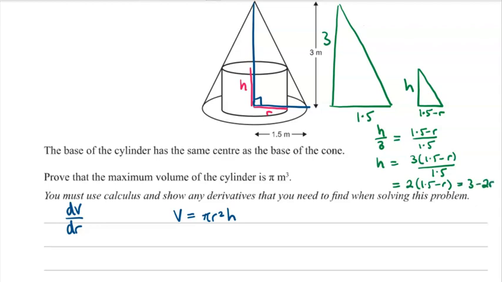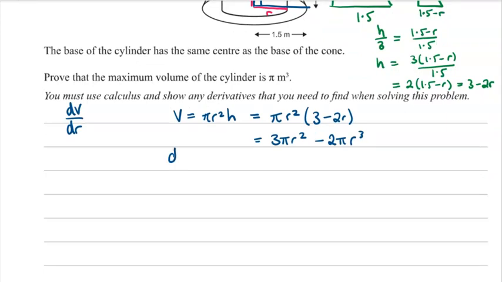So back to what we were doing with our volume formula. This is now pi r squared. Now h is equivalent to 3 minus 2r. So that's going to be 3 pi r squared minus 2 pi r cubed. Okay, now we can differentiate it. So dV by dr will then be, well, 3 pi is just a number, so think about differentiating the r squared, so that'll be 6 pi r, minus r cubed gives us 6 pi r squared.